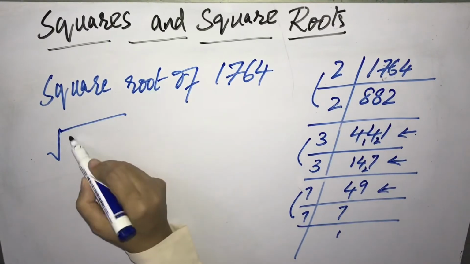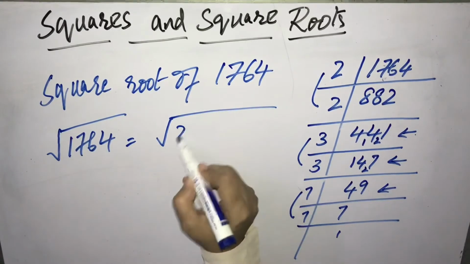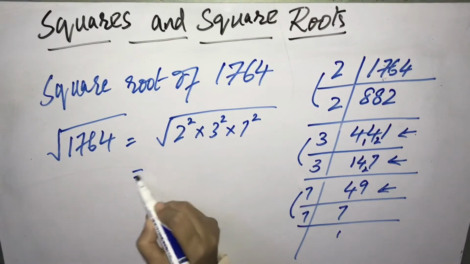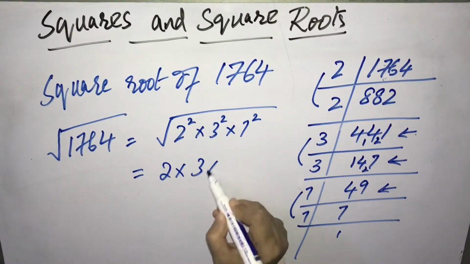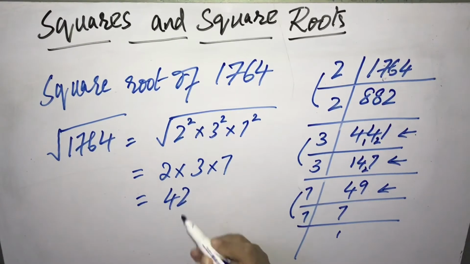Square root of 1764. We shall have 2 square cross 3 square cross 7 square. The answer will be 2 cross 3 cross 7. 3 2s are 6, 6 7s are 42.